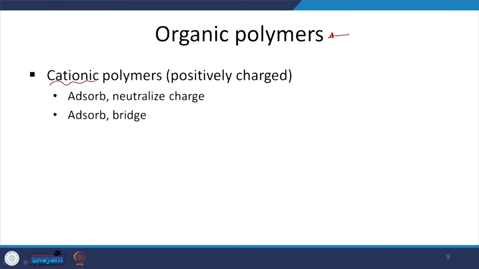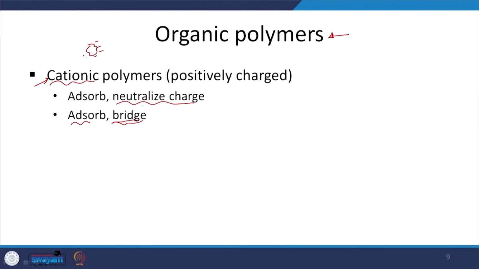So cationic, we know that the colloid is negatively charged. So if you add a cationic polymer, cation meaning positively charged, what can it do? It can either neutralize after adsorption, or it can also form a bridge. First it is going to adsorb and then neutralize depending on the charge, and it can also form a bridge with the other particles. So you will have both neutralization and interparticle bridging.